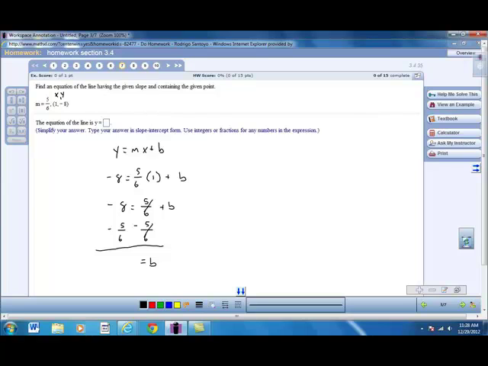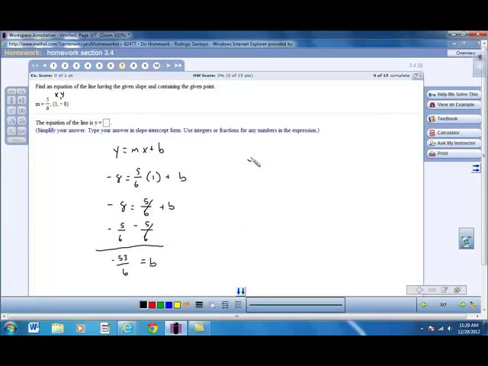And what do we get when we subtract -8 minus 5/6 by using your calculator? You'll find that you get -53/6. So now we know our b.